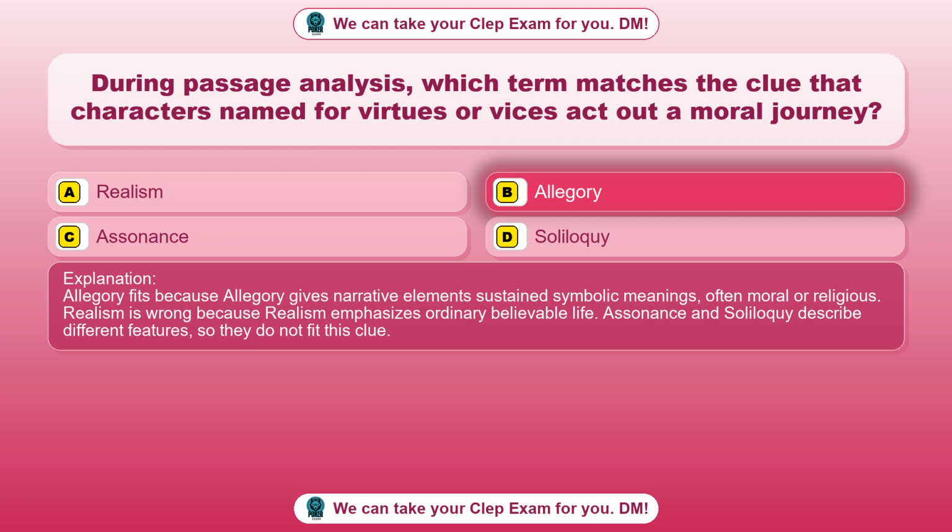Allegory fits because allegory gives narrative elements sustained symbolic meanings, often moral or religious. Realism is wrong because realism emphasizes ordinary believable life. Assonance and soliloquy describe different features, so they do not fit this clue.